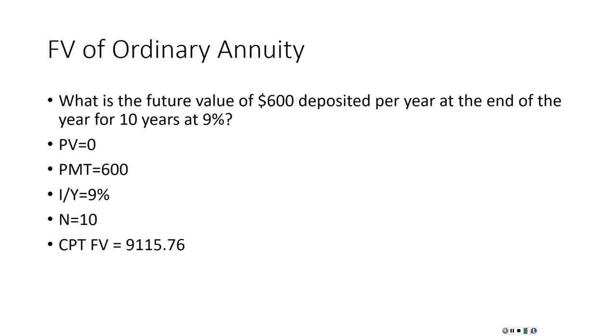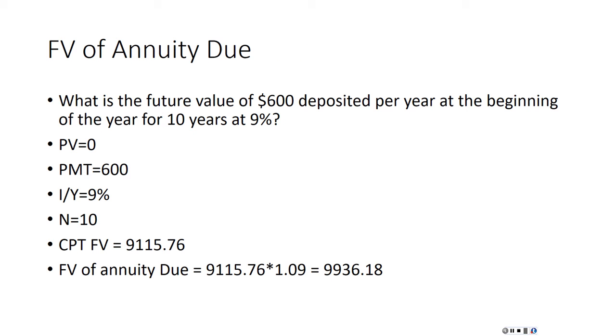The future value of an ordinary annuity. What is the future value of $600 deposited per year at the end of the year for 10 years at 9%? The present value is set equal to 0. Payment is $600. The interest rate is 9%, and n is equal to 10. We compute the future value, which will be $9,115.76.